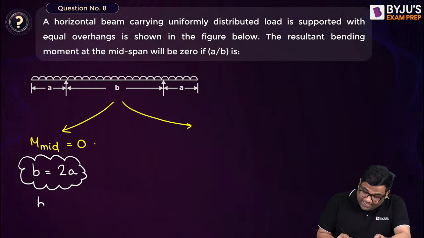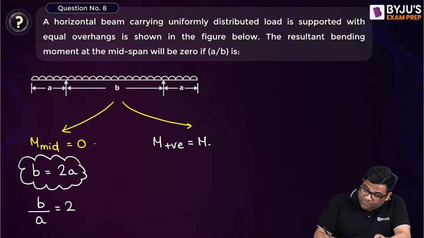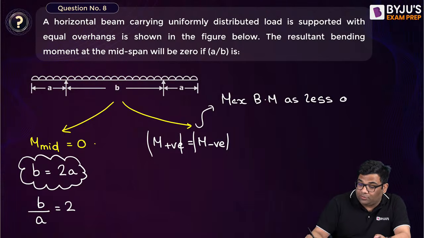Or I can say B by A is 2. Another question they can ask is, the maximum positive bending moment is equal to the maximum negative bending moment. Or I can say the maximum bending moment is as less as possible. Same language, as less as possible.